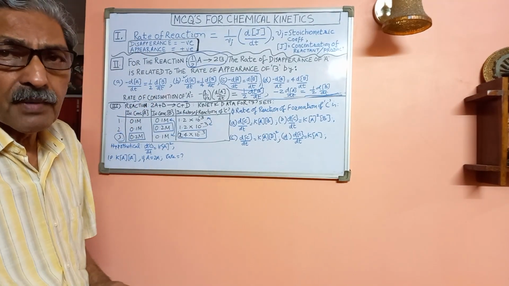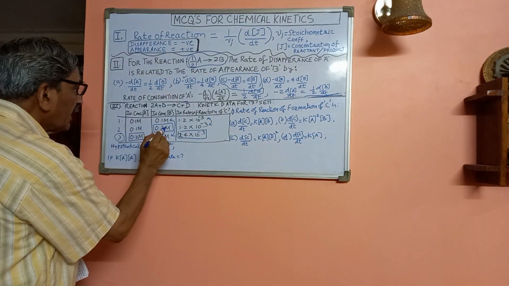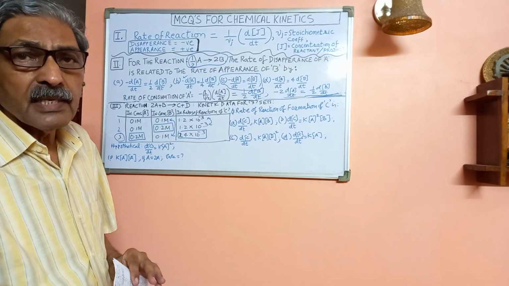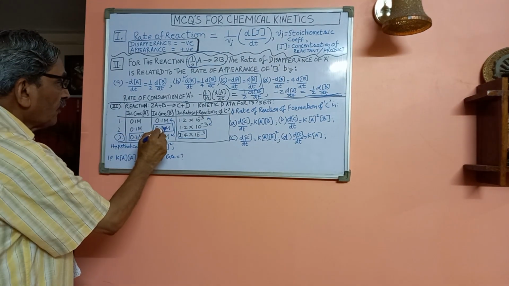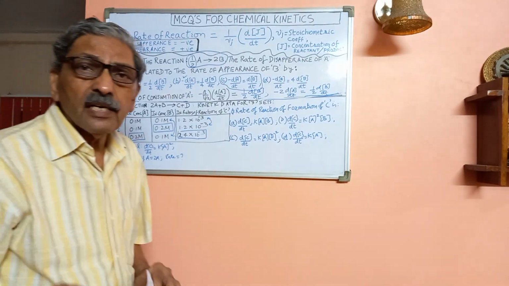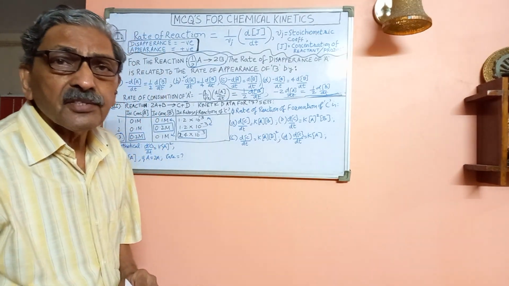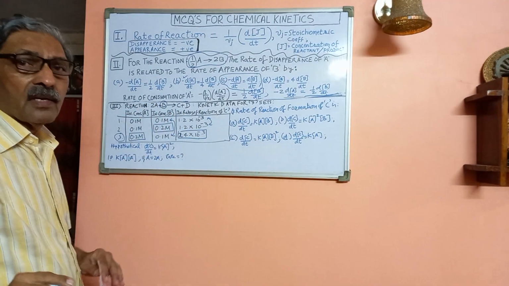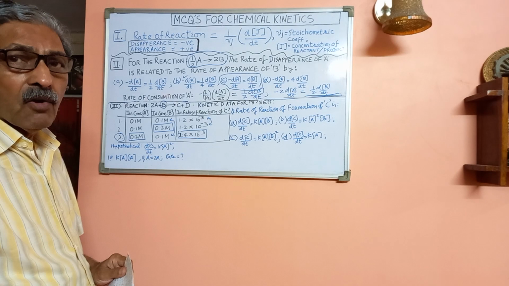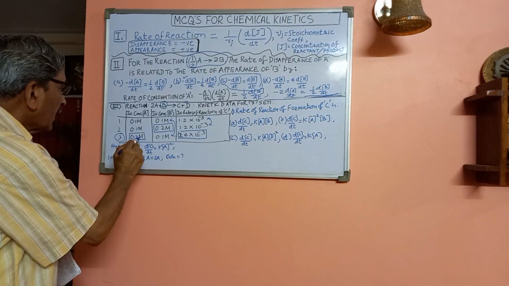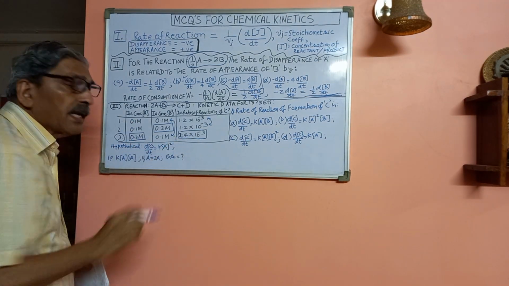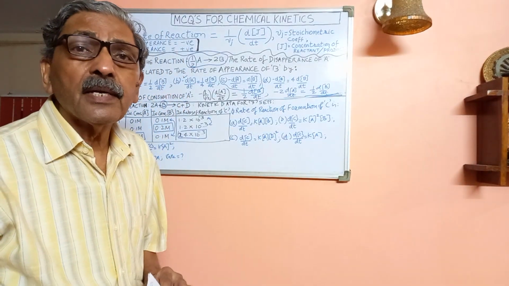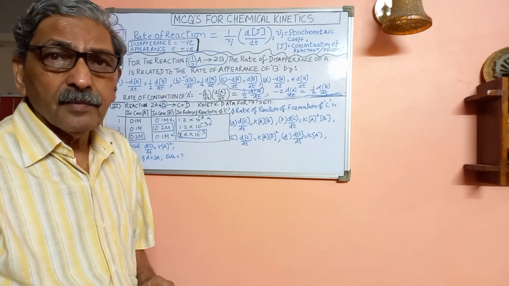Now this is the data we have, and how do we interpret it? The interpretation is simple enough. If you increase the concentration of B, and the rate does not change, that means the rate remains the same. You have doubled the concentration of B, but the rate remains the same. This clearly shows that the rate of reaction is not dependent upon the concentration of B. On the other hand, if you double the concentration of A, you find that the rate is also doubled. This clearly shows that the rate of reaction is dependent on the concentration of A.